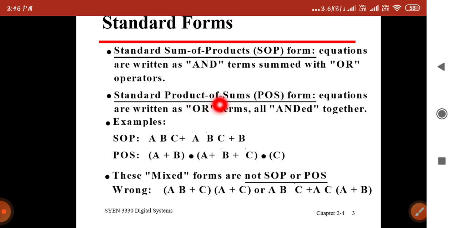Standard product of sum forms: equations are written as all terms all ANDed together. Example, SOP is a sum of the min terms. POS is a product of max terms. These mixed forms are not SOP or POS. It is a wrong configuration they have written.